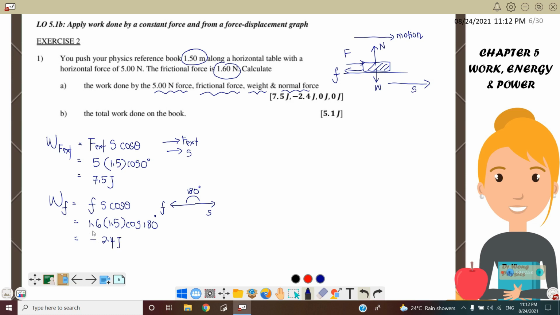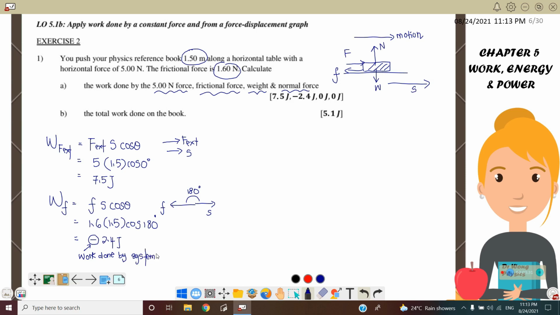So negative here shows that the work is done by the system. Just now in the first video we already mentioned, when the answer is negative, it means that the work is done by the system.